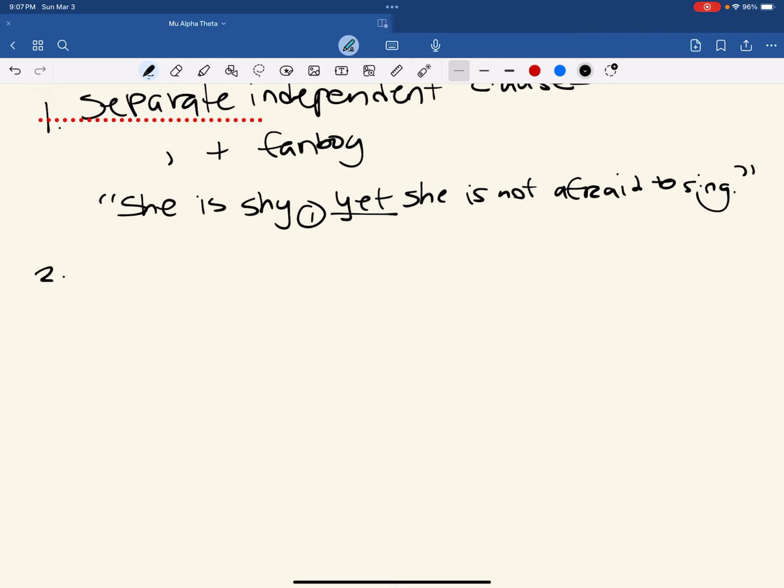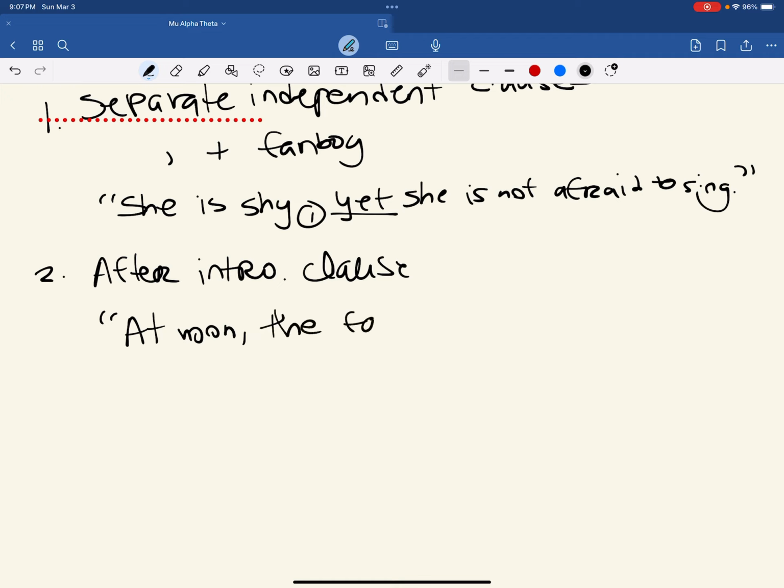Number 2, you need to put a comma after an introductory clause. Intro clause. For example, at noon, comma, the family gathered.